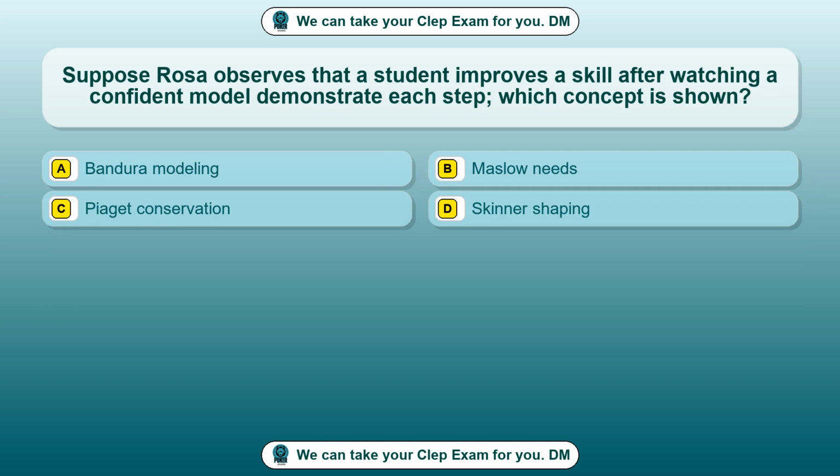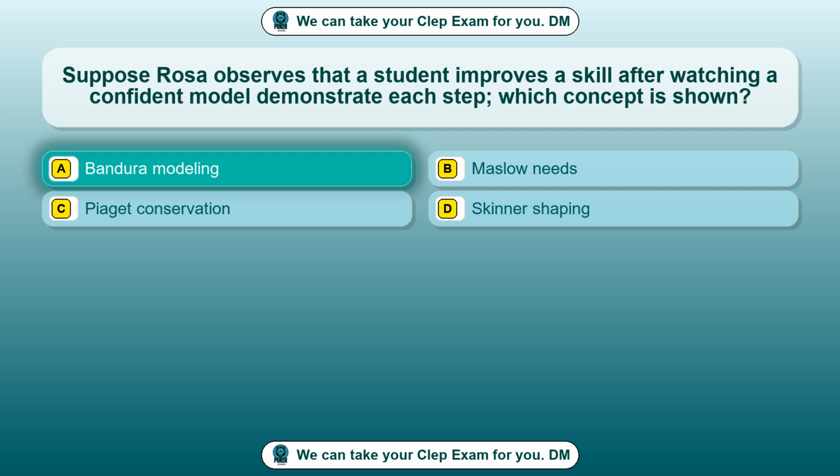Question 82. Suppose Rosa observes that a student improves a skill after watching a confident model demonstrate each step. Which concept is shown? Option A, Bandura modeling. Option B, Maslow needs. Option C, Piaget conservation. Option D, Skinner shaping. The correct answer is option A, Bandura modeling.